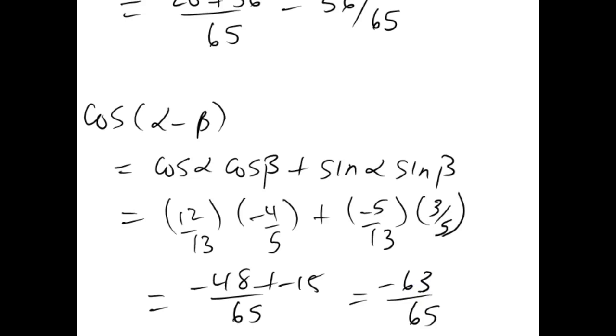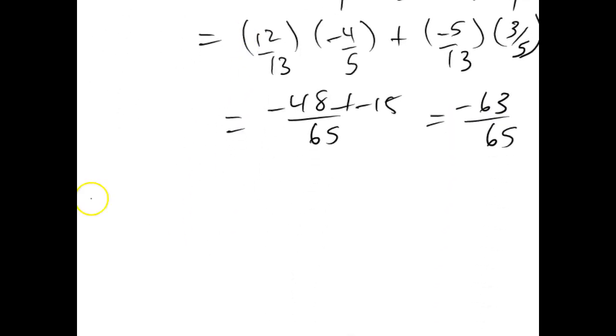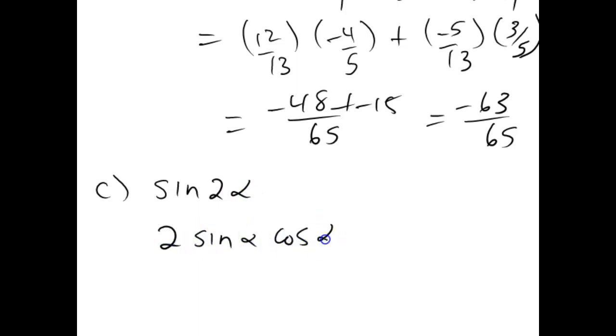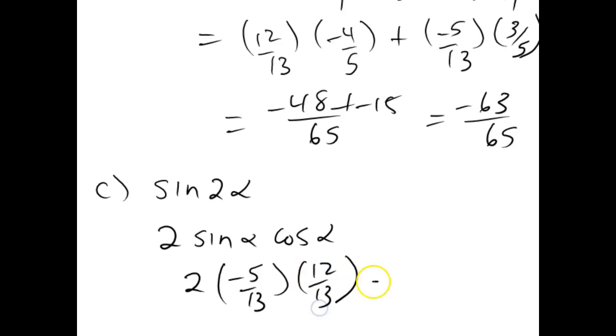So the next part is to find sine 2 alpha. Now sine 2 alpha is 2 sine alpha cos alpha. So we're going to try to find these two. Now sine alpha we saw earlier was negative 5 over 13 using our triangle, and cosine alpha would be 12 over 13. Multiply all the numerators, you can call this 2 over 1 if you wish, and you would get negative 120 over 169.